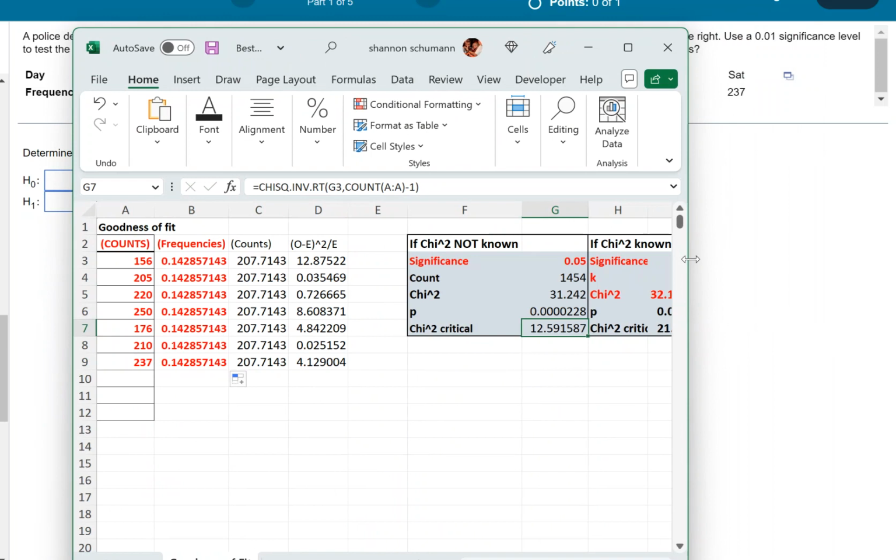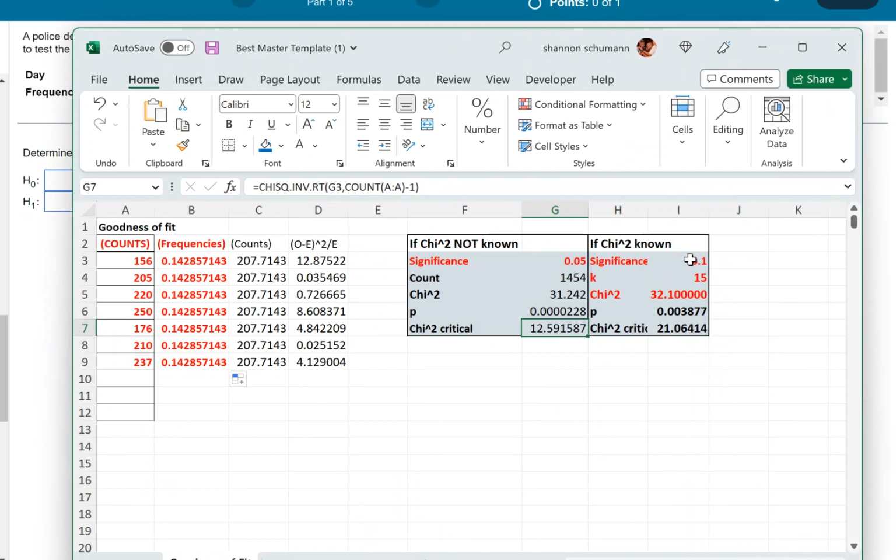Now over here, there's another little table. Some of your homework problems don't give you the data. They give you the chi-squared value. So in that case, use this part of the table because they tell you the chi-squared value. Don't use this table on the left at all. Just input it there. So that's that.